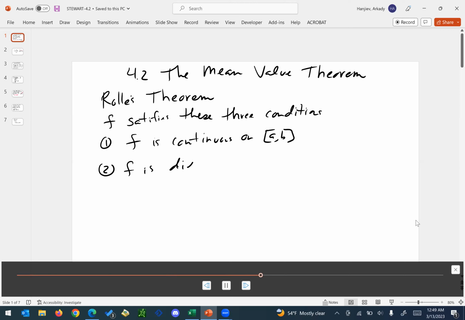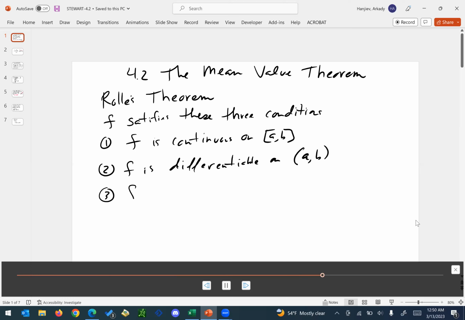Then the other piece is that f is differentiable, which means we can take a derivative of this function. And the derivative doesn't have to exist at the exact endpoints, because that's not how derivatives work, right? Because we talked about limits before, right? So it has to be differentiable on an open interval from a to b.